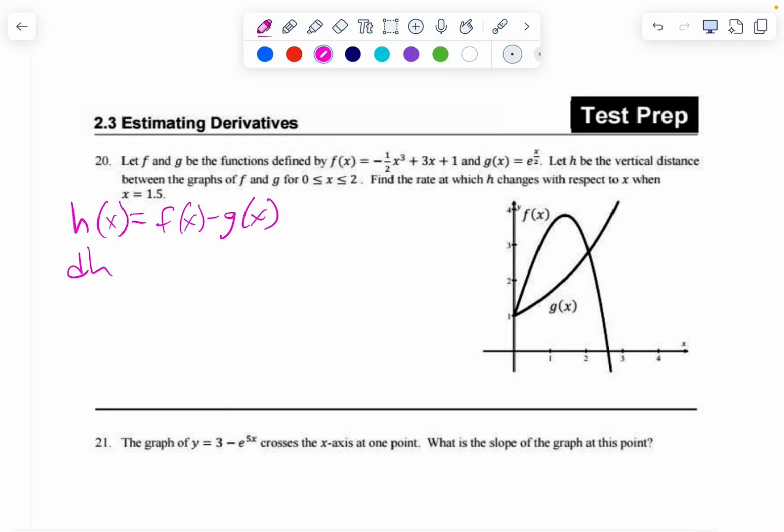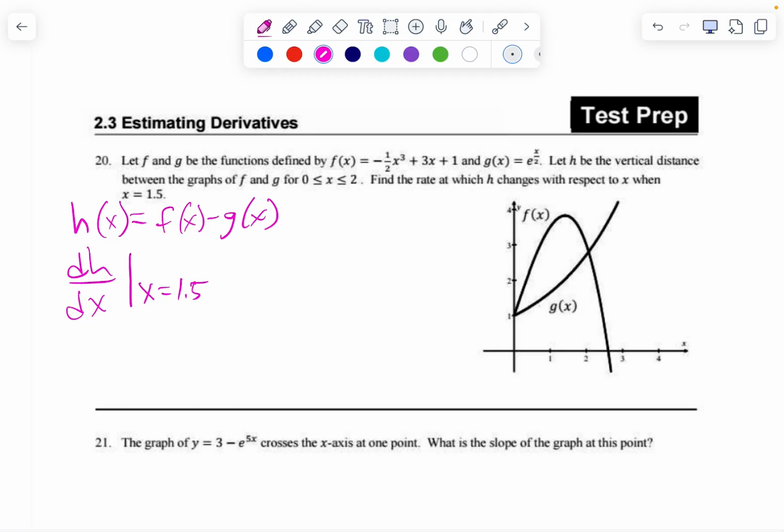Okay, so this, we want dh/dx, and we want to evaluate this specifically at x equals 1.5. And we're going to use a calculator for that, of course. So just punch all that in there. Do you want me to do that, or are you good with that part? Okay. Any other questions on the homework?